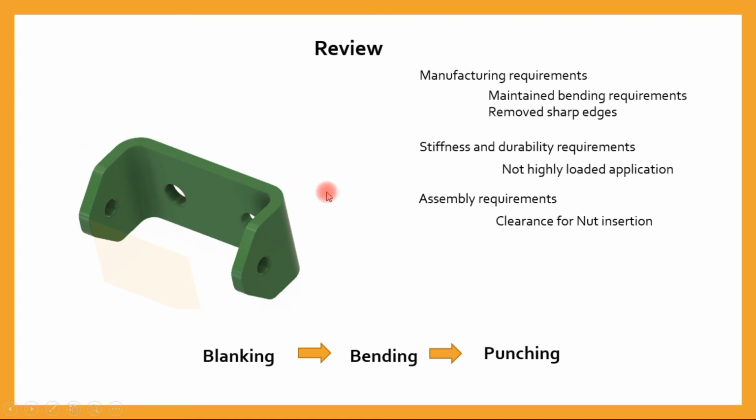So a single blank piece will be made with respect to these chamfers, and then bending will take place. That is, this bend and this bend will both take place. And after that, the holes will be punched. These two and these two holes will be punched separately. So that is one manufacturing process which is possible for making this bracket.